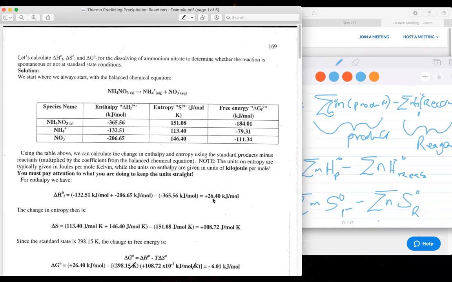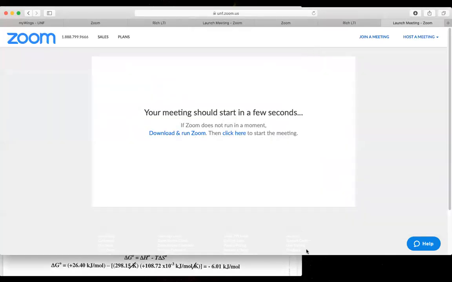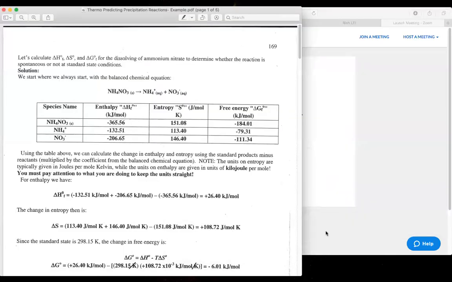And from thermochemistry, that positive value means endothermic. For a positive change in enthalpy of formation, endothermic; negative, exothermic. You'll do the same thing for entropy of formation.